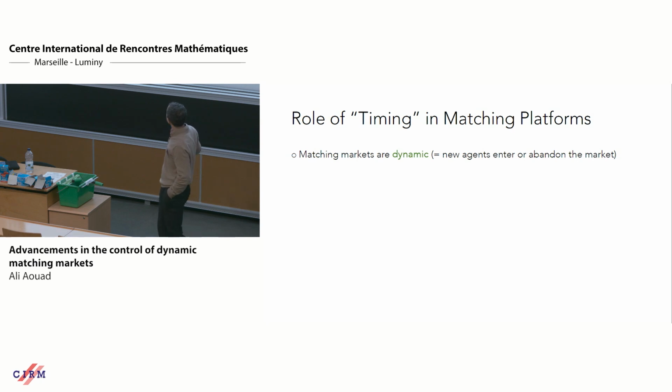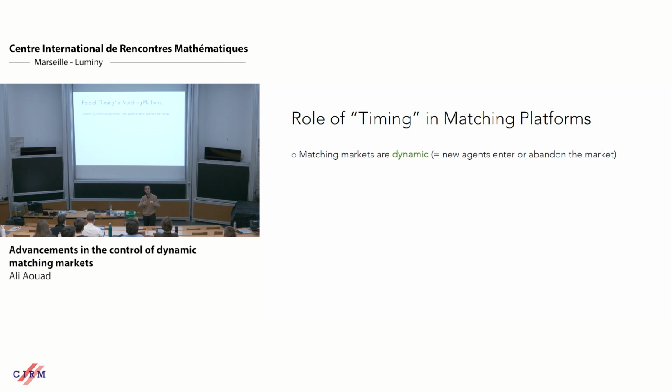So what do I mean by dynamic? For many matching markets, one aspect that is very important is the timing of the matching decisions. Because as I mentioned, new agents enter the market and leave the market. And in some sense, the matching policy that you're implementing is endogenously affecting the availability of the agents in the market, which in turn affects how good the matches are.